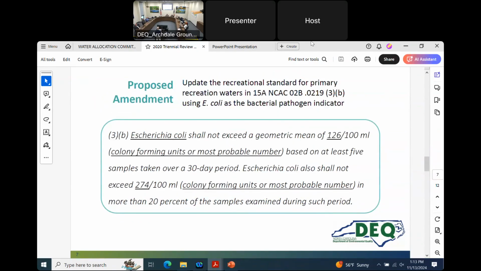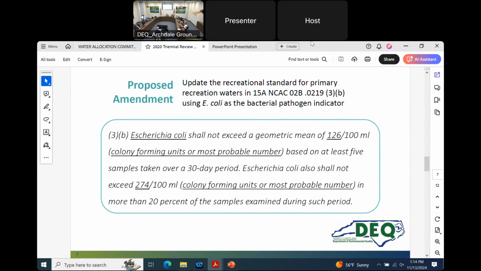The proposed amendment for this item would be to update the recreational standard for primary recreation waters in 15A NCAC 02B 0219 3B using E. coli as the bacterial pathogen indicator. And the language with the proposed amendments is shown here.